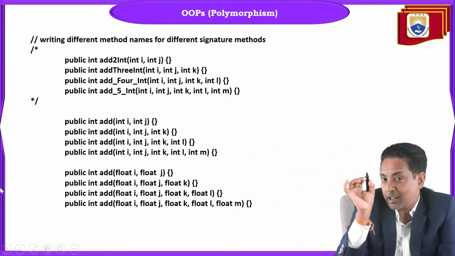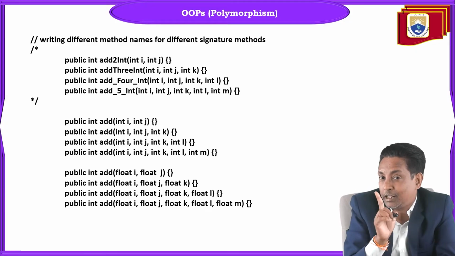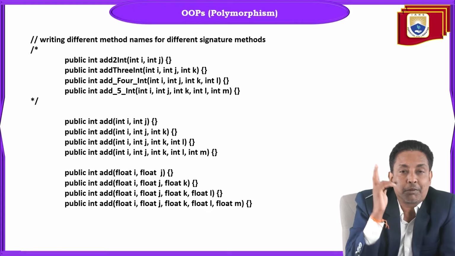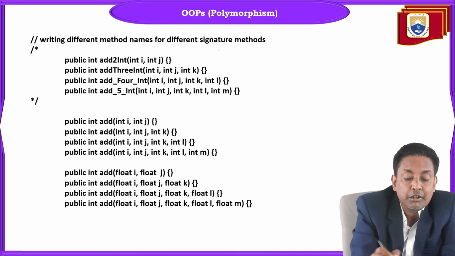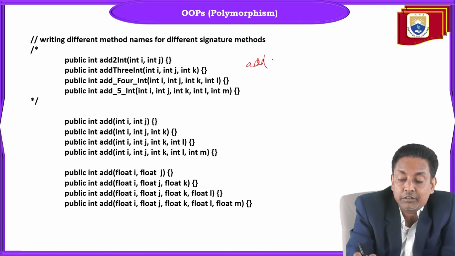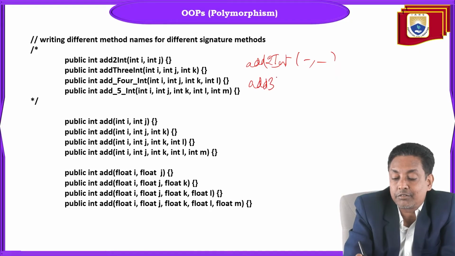If method overloading doesn't exist, a method name needs to be written uniquely throughout the class. Suppose you want to write an add method to add two integer values, you write one method named add2int. In this you pass two integer parameters. Suppose you want to add three integers, add3int.